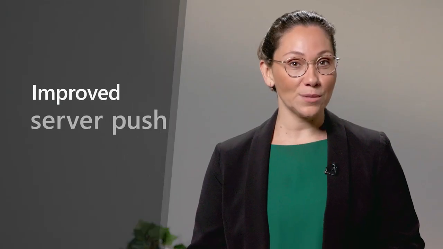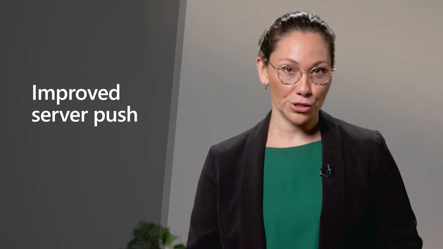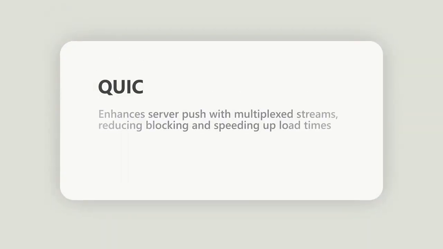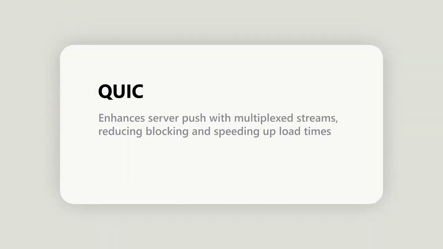The fifth and last benefit is improved server push. HTTP/2 introduced server push, which allows servers to send resources to clients before they are requested. However, this feature can be unreliable due to head-of-line blocking in TCP. QUIC solves this problem by allowing multiplexed streams. This means multiple resources can be sent simultaneously without blocking each other. This leads to improved server push performance and faster load times.